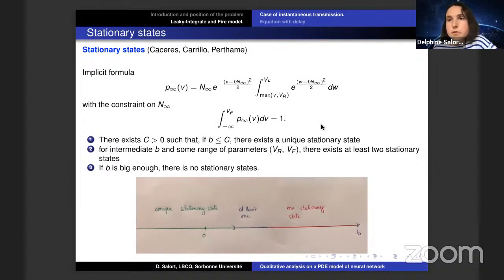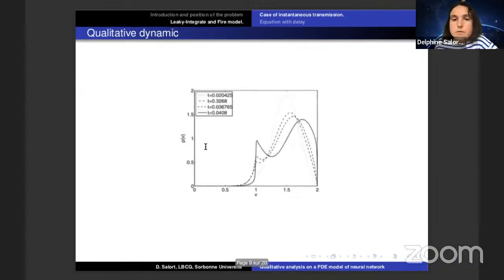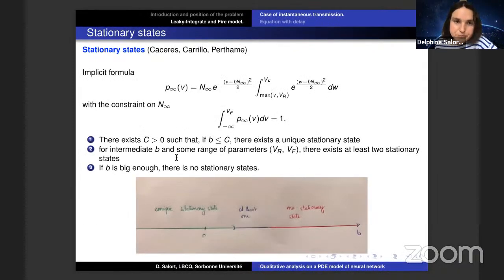Before explaining this, I just explain what the stationary states are. We have here an implicit formula. Essentially, the result is that if B is small enough, in the green part, we have a unique stationary state. There is a blue area where we know that there is at least one stationary state. Sometimes we know that there is more than one stationary state. And for B large enough, there is no stationary state.